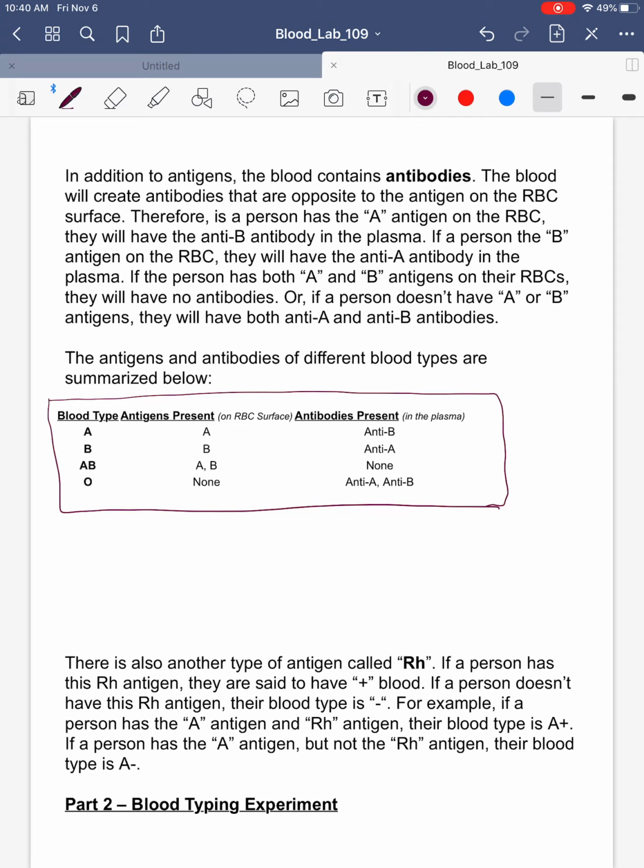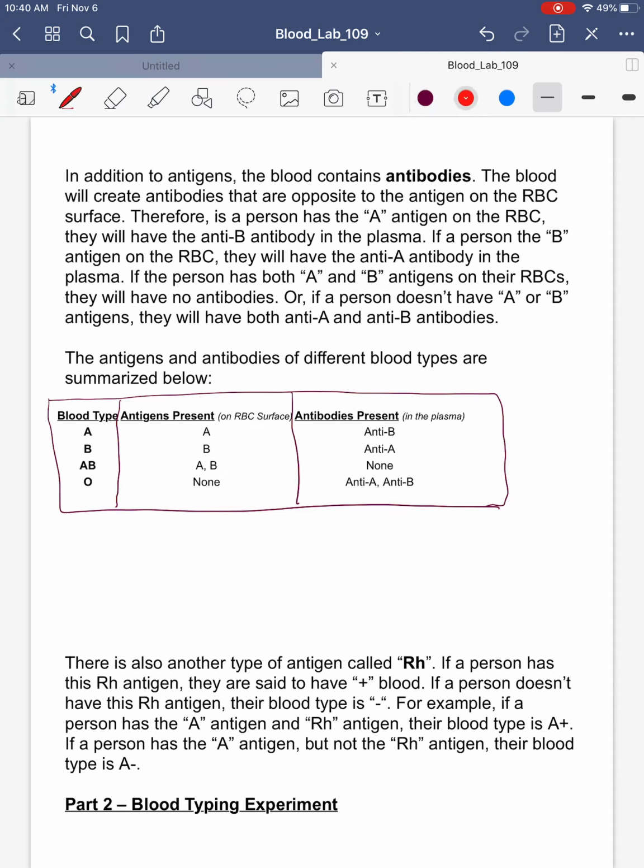Everyone's heard of blood types. So for example, I know that I'm A positive. Someone might be B negative. Someone might be AB negative. Someone might be O positive. Well, what on earth do all those things mean?